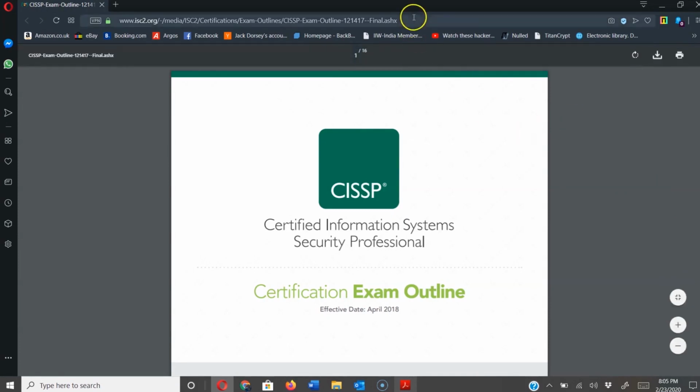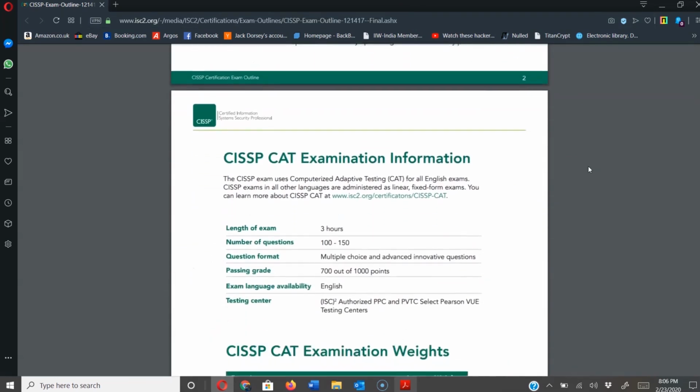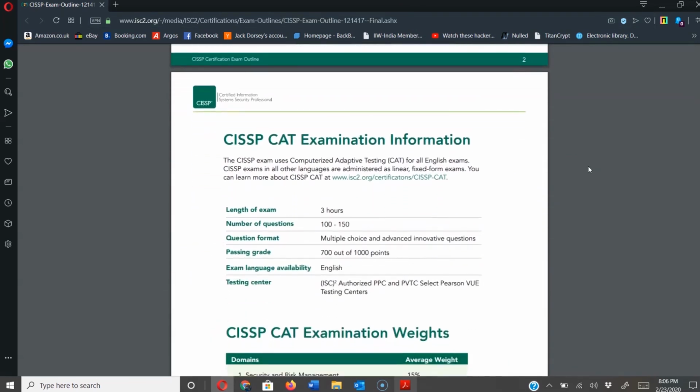This is the latest document available online. You can see the URL in my browser address bar, and these are the 8 domains. This is the exam: 3 hours, 100 to 150 questions, multiple choice and advanced innovative questions. That's where the drag and drop and the hotspot come into the picture. Based on experience, I can tell you that 90% of your questions will be multiple choice. 10% would be drag and drop and hotspots.